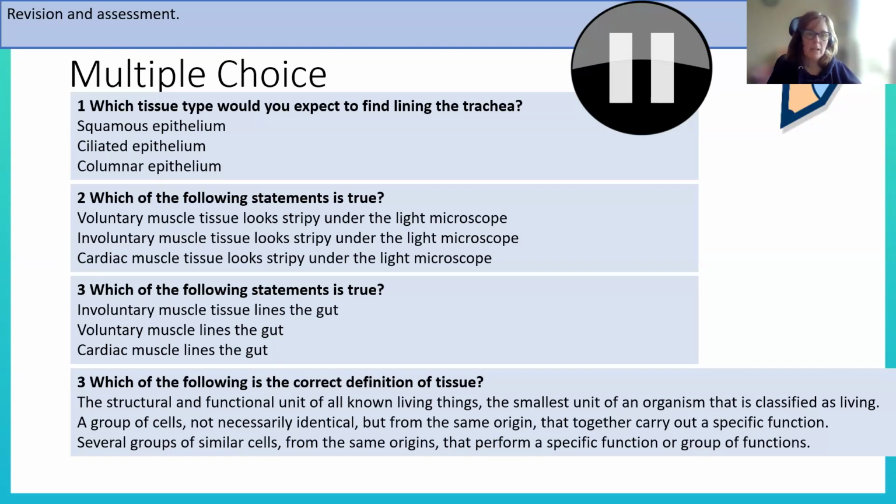So I'm just going to pause for a minute there. If you want to put them in the chat in the lesson, that's absolutely fine. I can have a look at your understanding, but if you'd rather just do it on paper, that's fine too. So I'm just going to give you a minute to have a think which you think's the correct answer, and then I'll pop them up on the screen for you.